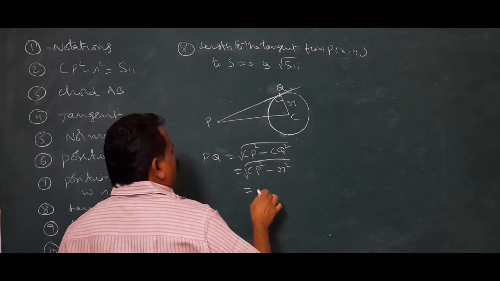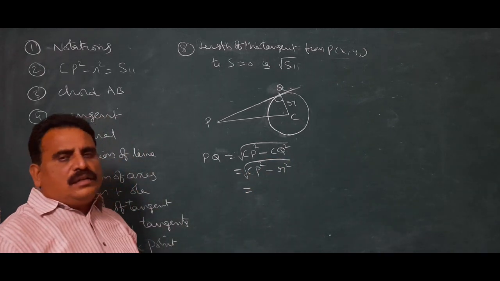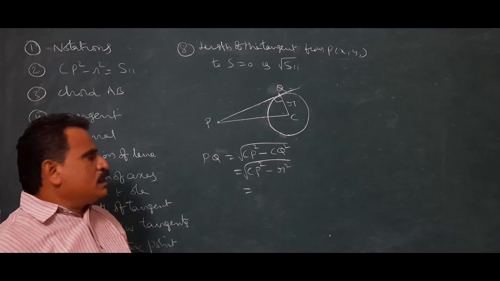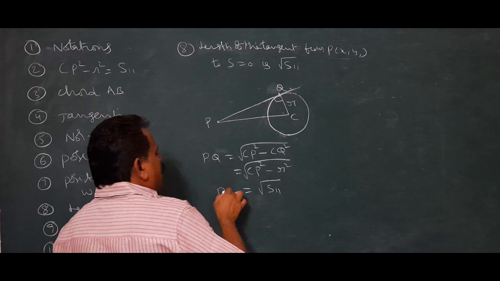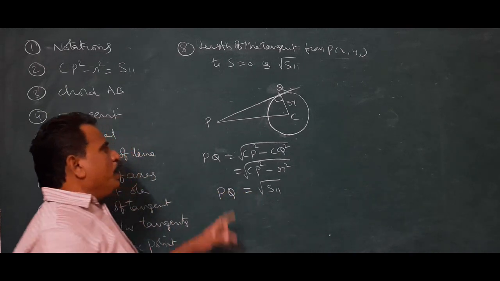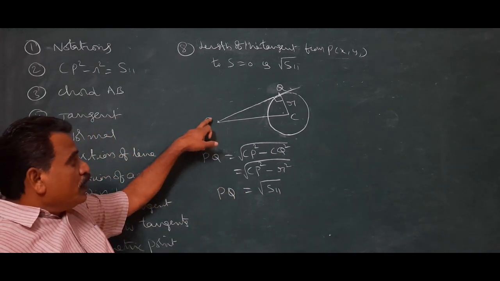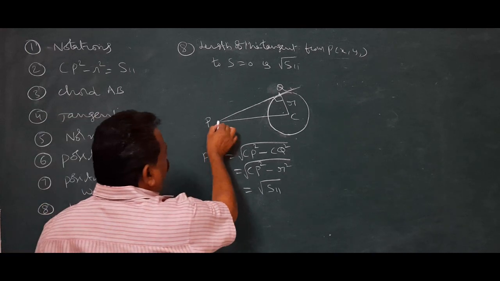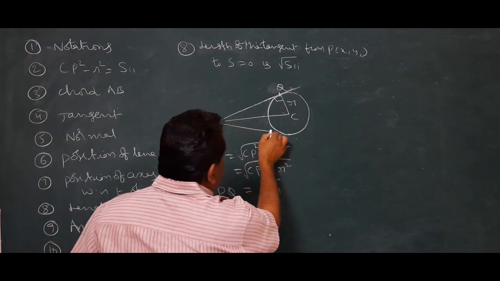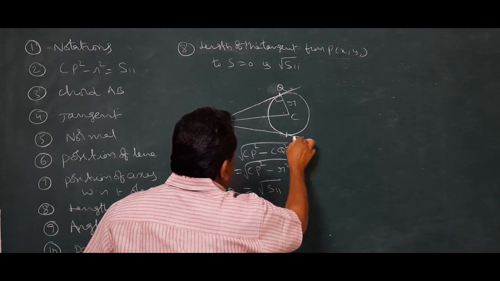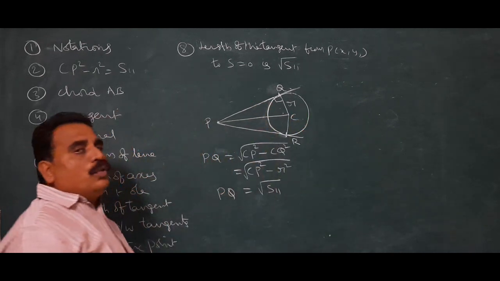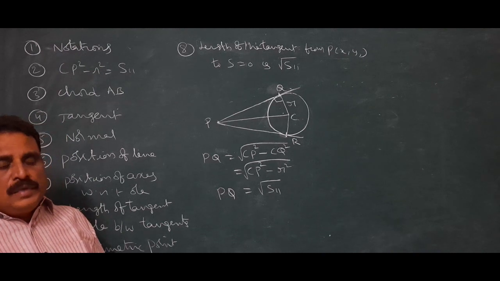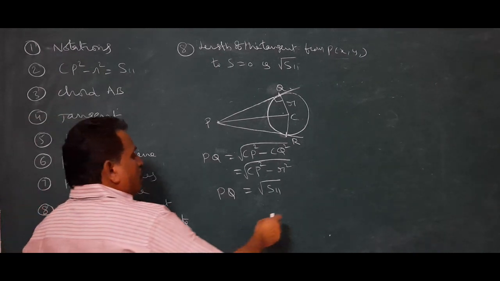CP square minus R square is, as we proved earlier in the first point, root S11. So the length of the tangent drawn from P to the circle is root S11. We can draw another tangent from P to the circle, that is PR. These two lengths, PQ and PR, are both equal.